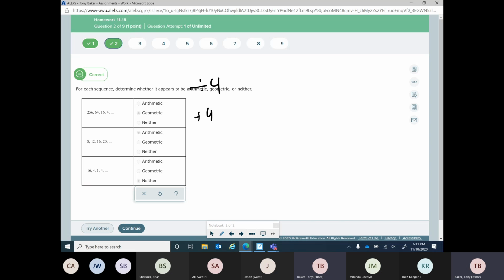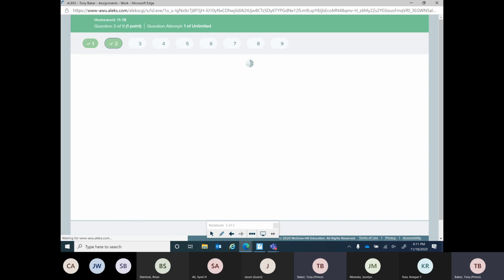And you're not always going to have one of each. I've seen it where all three are geometric. I've seen it where all three are arithmetic in the sequence. So don't let it lull you into saying, well, they're all the same, something must be wrong. That's not necessarily true.